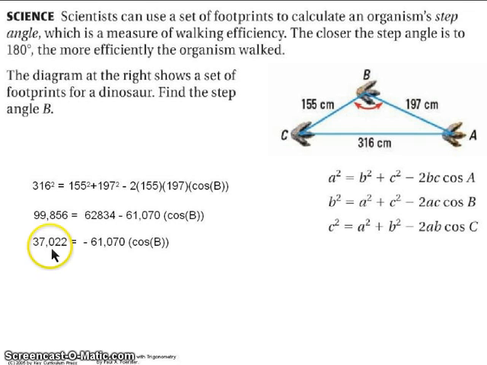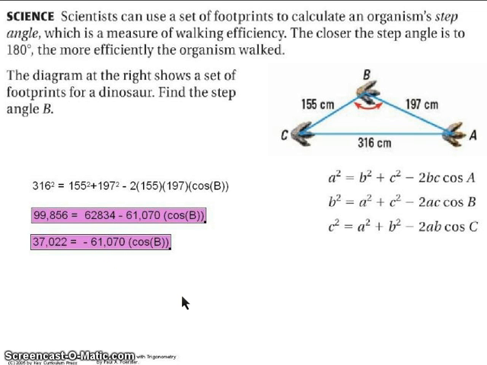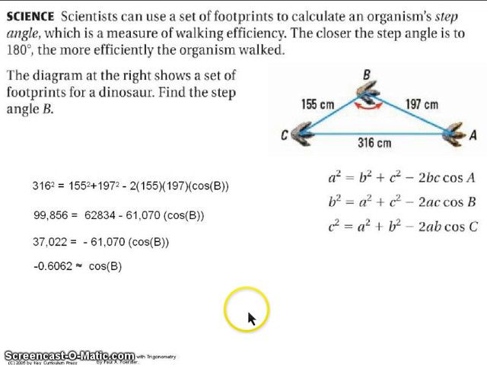Okay, so this is the equation we have now. All I did, just so you're not confused, was subtract 62,834 from both sides, and that left me with the negative 61,000. To get cosine of B by itself, I'm going to divide both sides by negative 61,070. That'll isolate the cosine of B, like saying a 1 in front of it. So when I do that, I end up with the cosine of B approximately negative 0.6. That's just straightforward division.